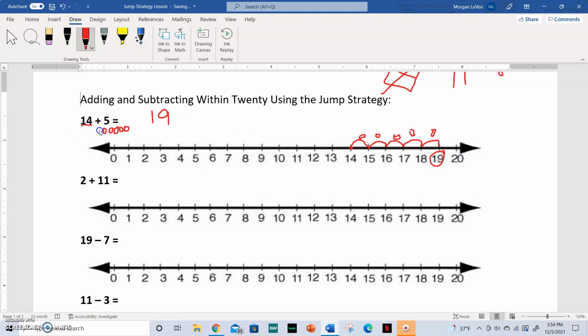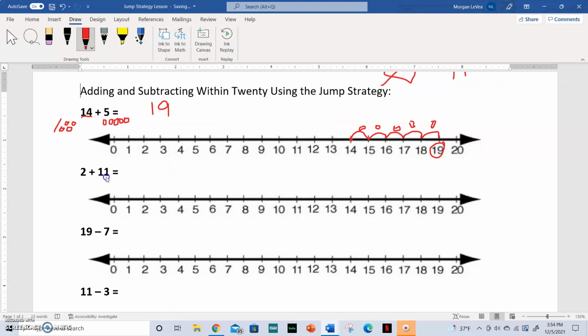So 14 plus 5 should be 19. If we were to do that the old way, with a tens and then 4 ones, we'd have 14, 15, 16, 17, 18, 19.